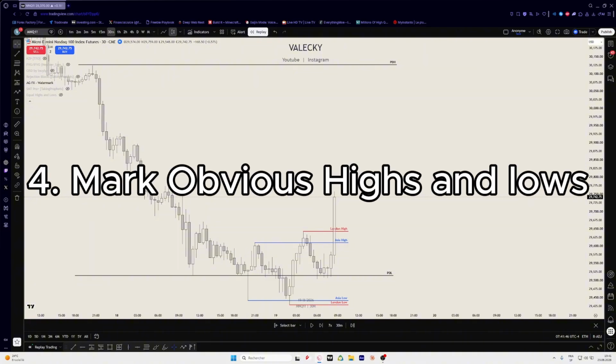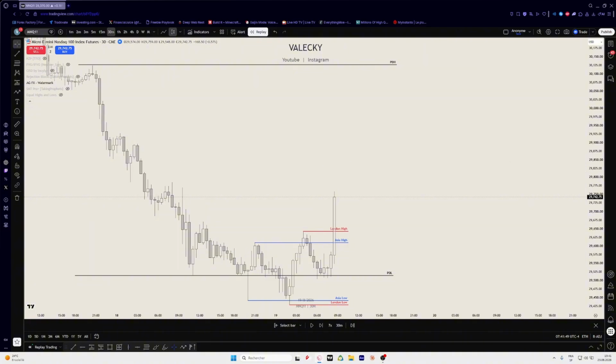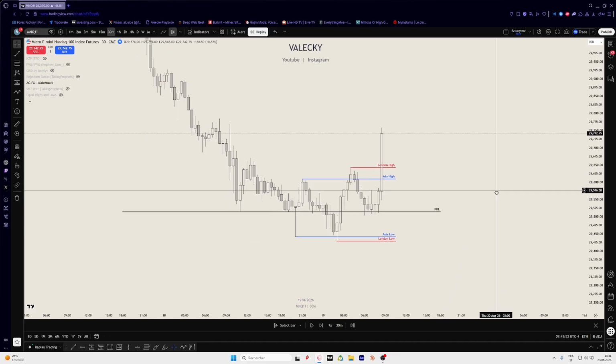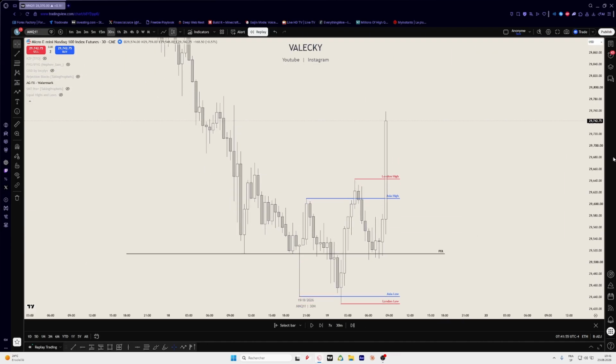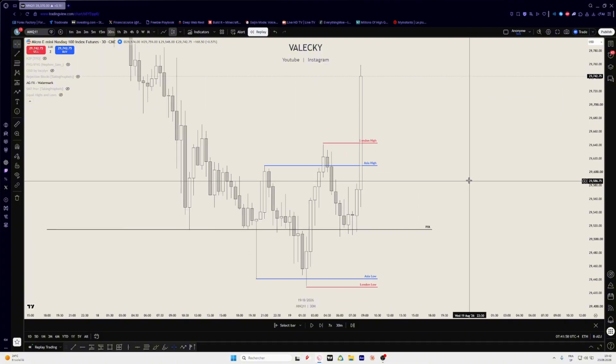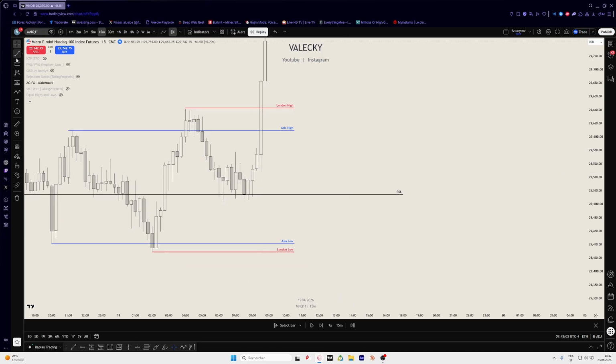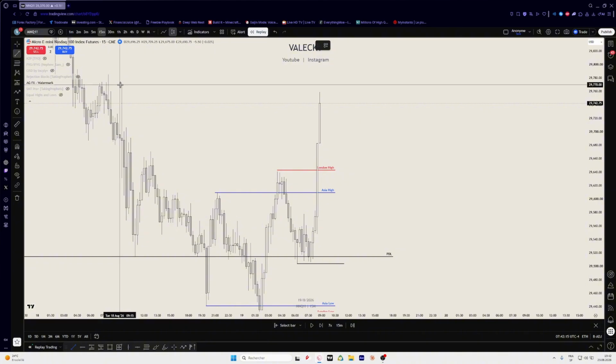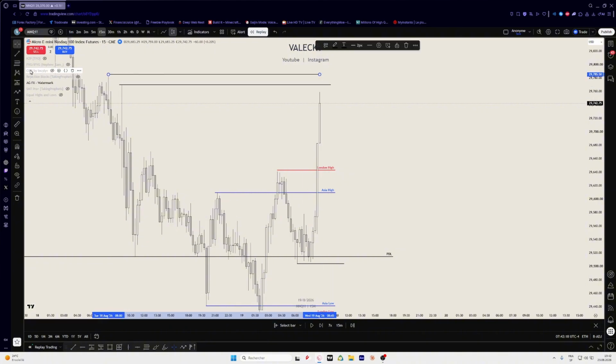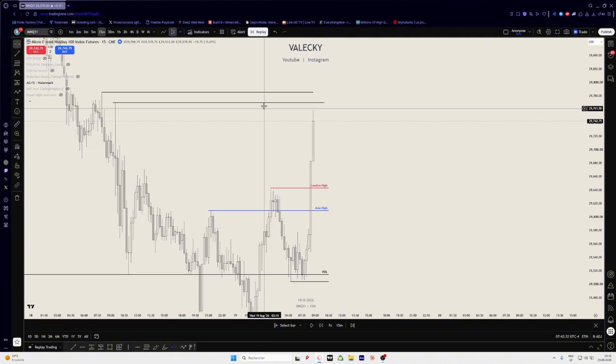Alright, so number 4, we mark obvious highs and lows. After that, I look at the other relevant session levels. I'm basically asking myself, where are the obvious highs and lows? For this, for example, we can head to the 15-minute. We got this low, which is pretty obvious. What highs do we have? We have these two highs. These two highs can be pretty important. But yeah, all these highs, they are pretty important.